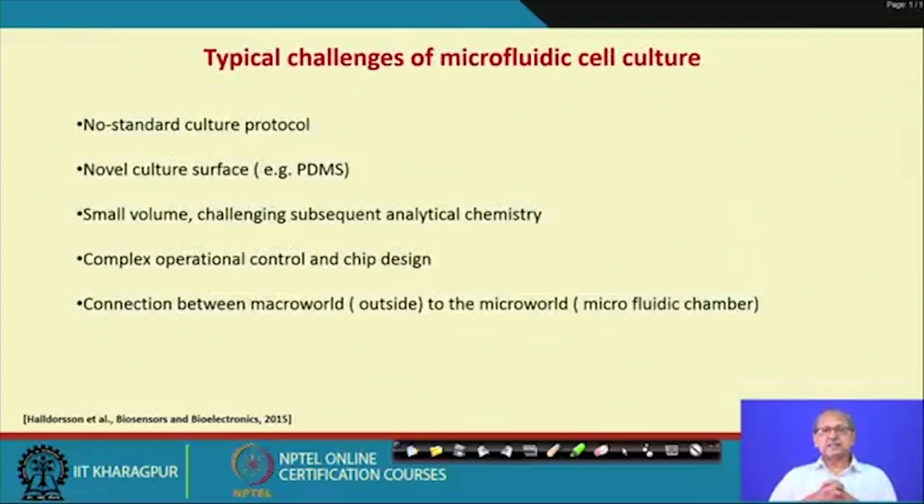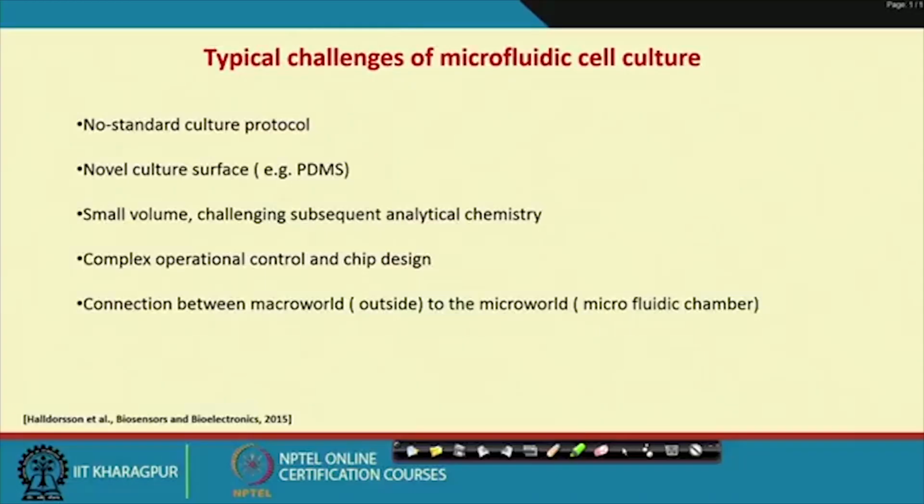Then what are the challenges? Typical challenges to microfluidic cell culture: there is no standard culture protocol, because you can design the geometry of the microfluidic channel according to your need. There is no standard throughout the world, such as one type of 96 well plate being used. Then novel culture surfaces like PDMS have both positive and some negative points.